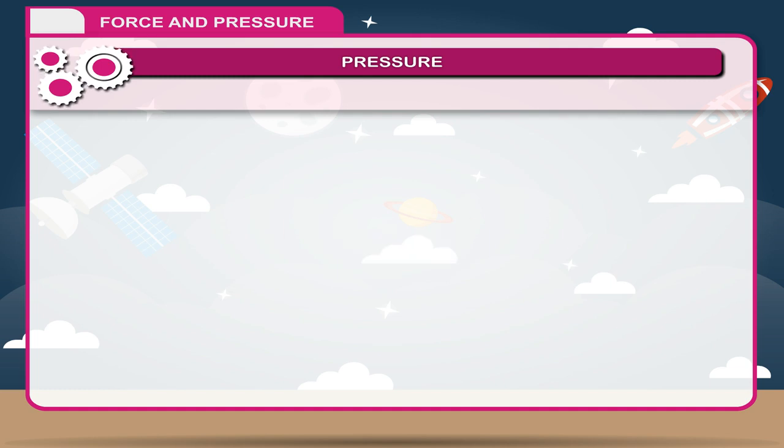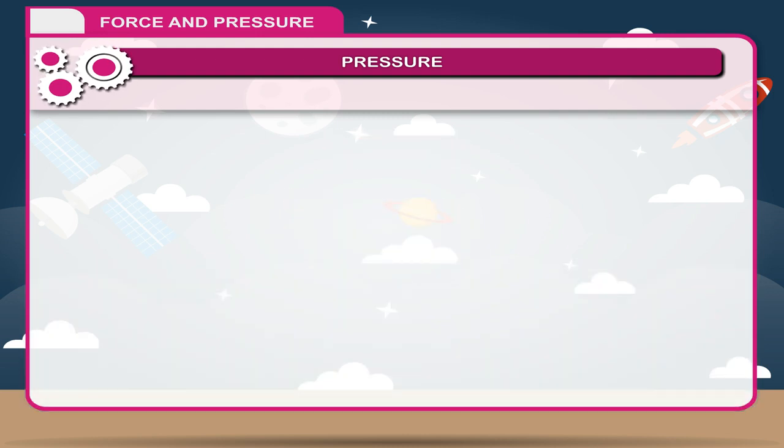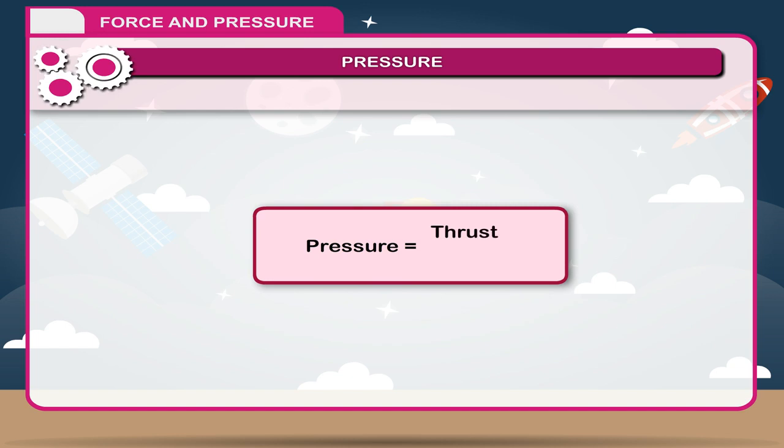Pressure. When a body is placed on a surface, it exerts a force equal to its weight on the surface. The force acting normally on a surface is called thrust. The thrust acting per unit area of surface is called pressure. Thus, pressure is equal to thrust divided by area.